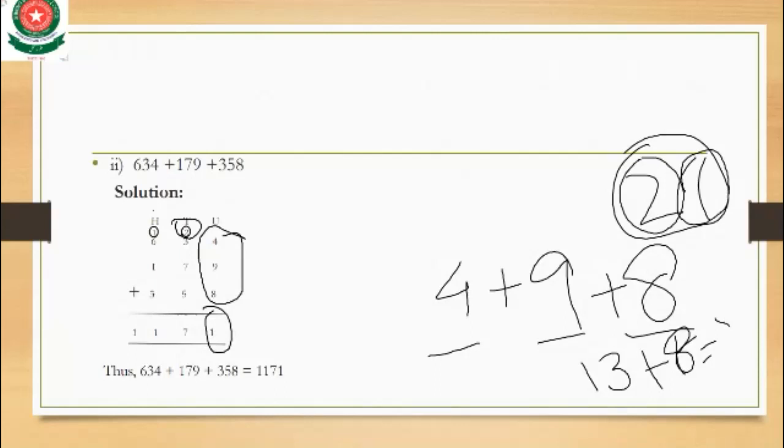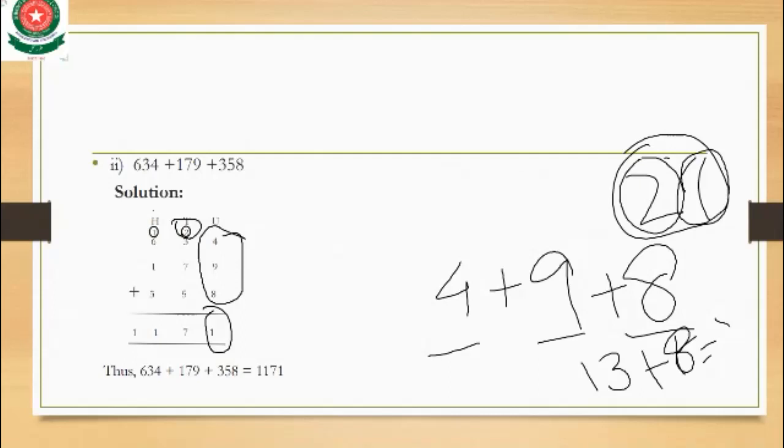Okay, class, I again repeat it. The answer is 21. The right side digit, which is 1, goes below, under the units. And the left side digit is 2, which goes as a carry. Okay, come to the next.